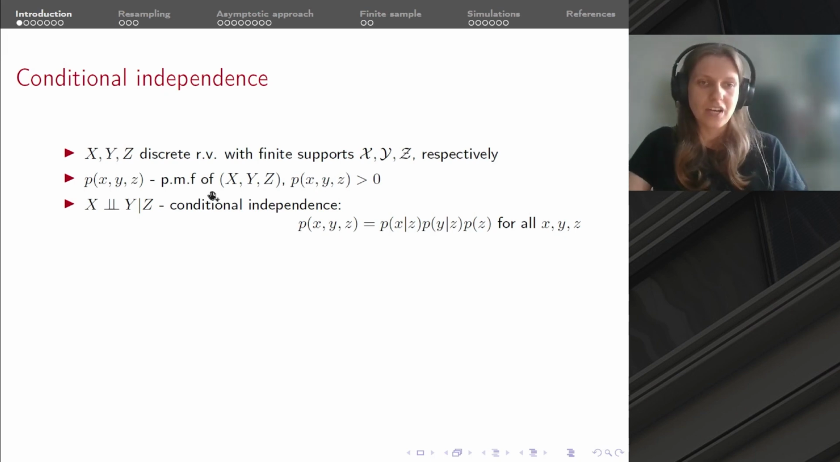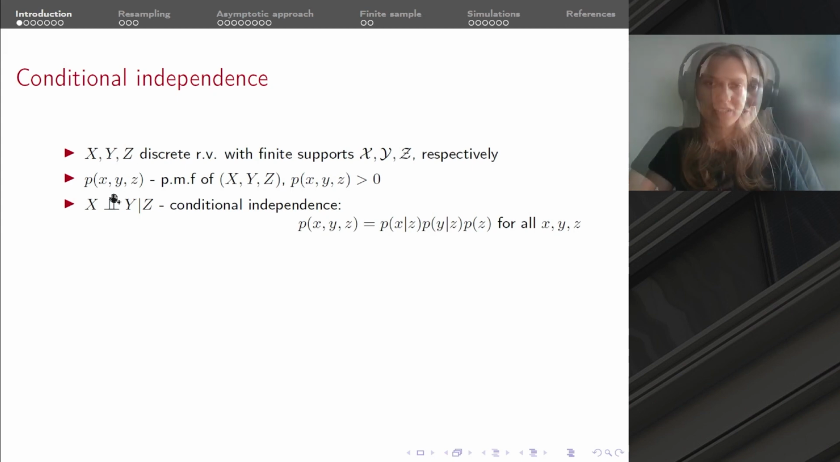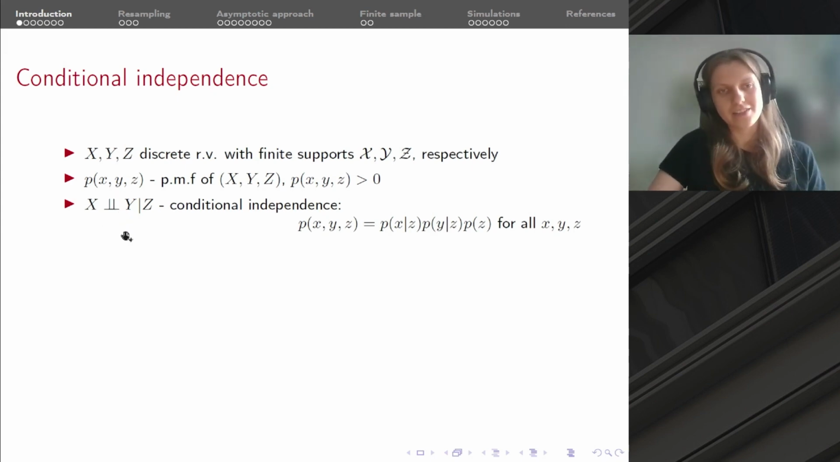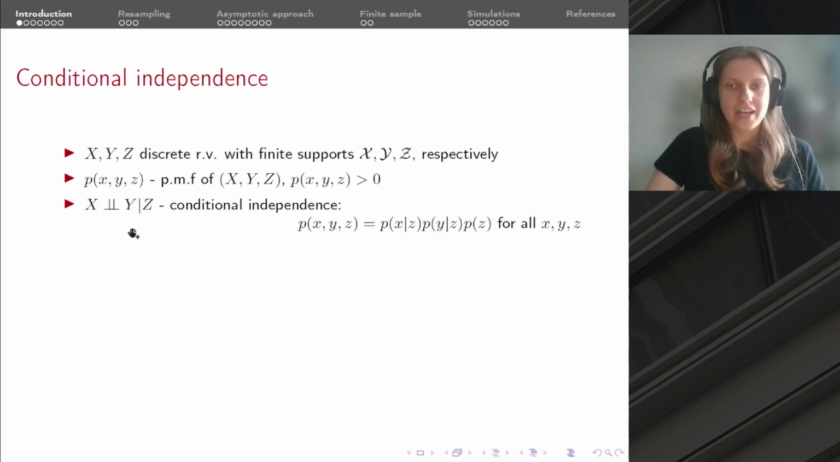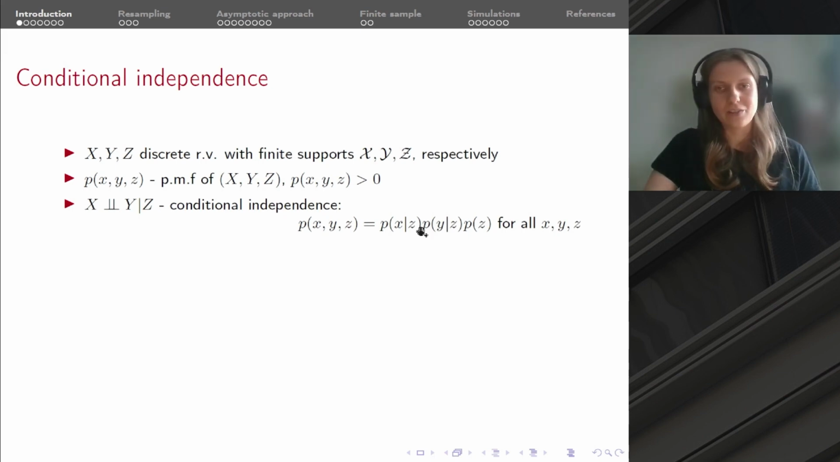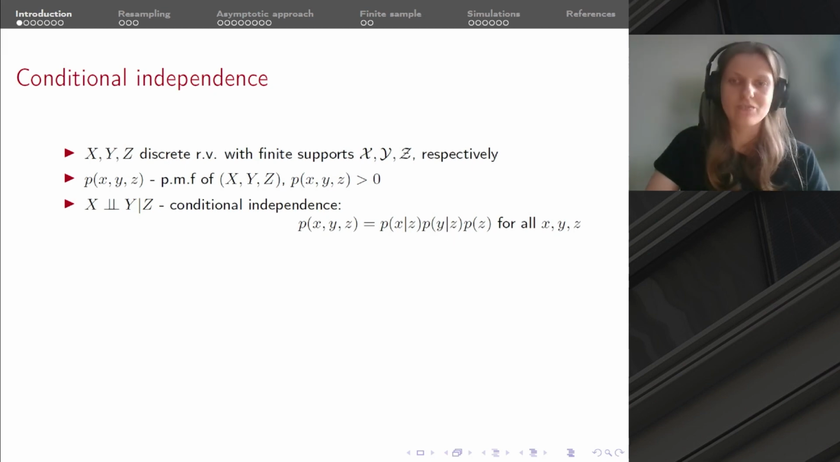And I will denote conditional independence using that symbol, and it means that x is independent of y given some additional variable z. And it basically means that the joint distribution of x, y, and z factorizes in the following way. So p(x given z) times p(y given z) times p(z) equals the joint distribution.